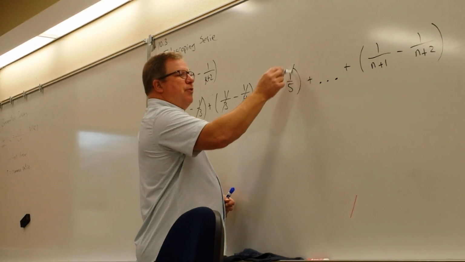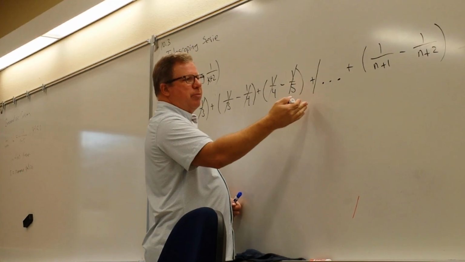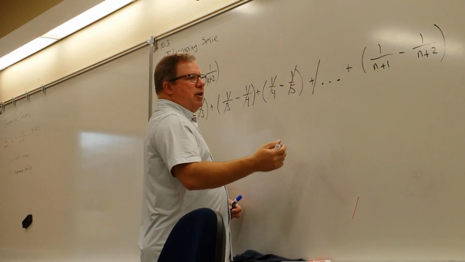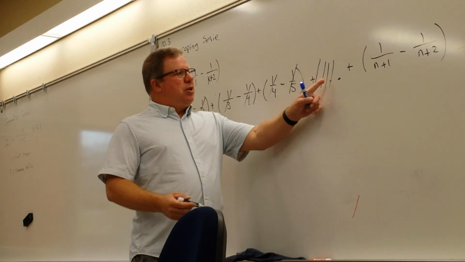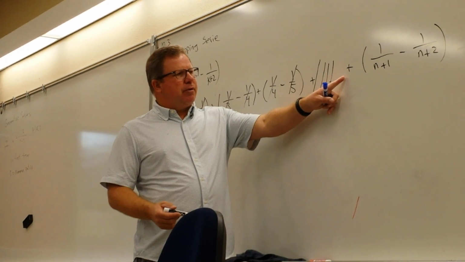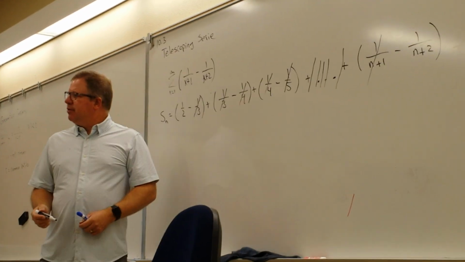This minus 1/5 will cancel out with the positive 1/5 on the next term if we continued writing it. And all of these in between will be canceling out. The last term here will cancel with that one. Does that make sense?